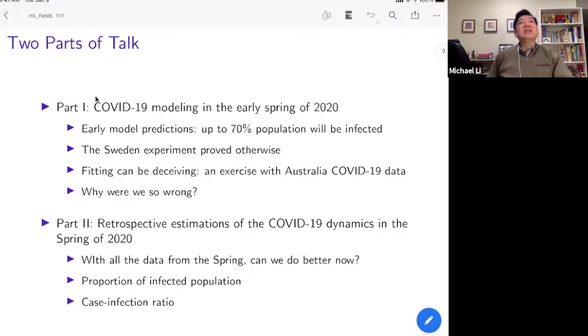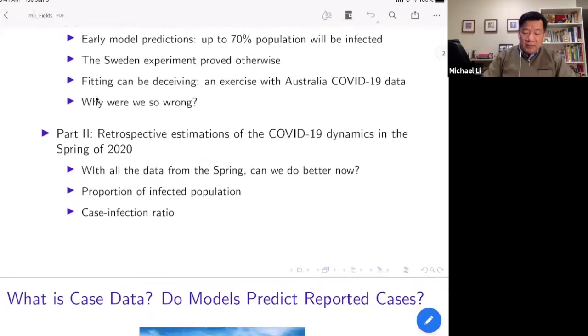But before we can make sure we do accurate estimation with more complete data, we still have to understand what was the reason we are all wrong. It's not one person, or two groups. I think all of us got it wrong. So why is that? And so that's the first part. Okay.